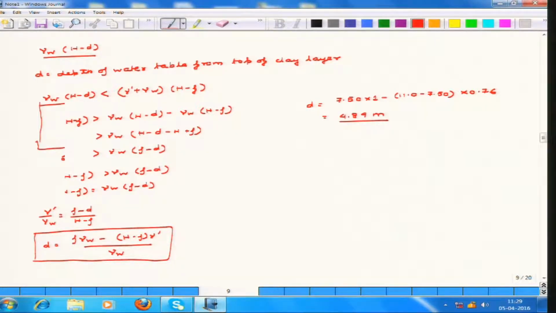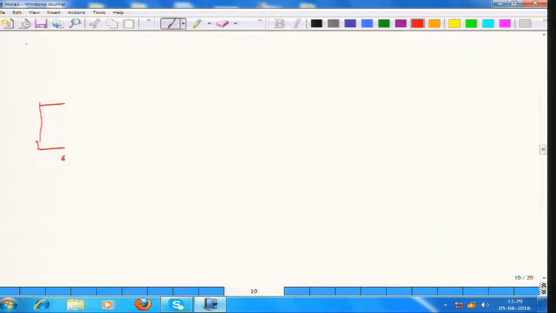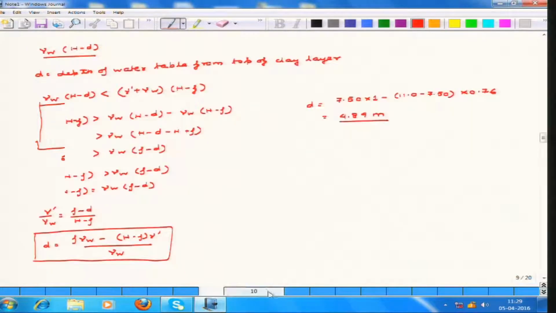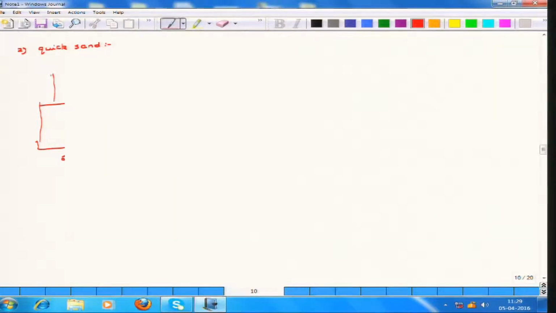Now, in the second phase, we are going to consider the quicksand condition. In the quicksand condition, you first have to consider the heads of the water at different points. So we will draw this diagram again and find out what the heads are at the different points.